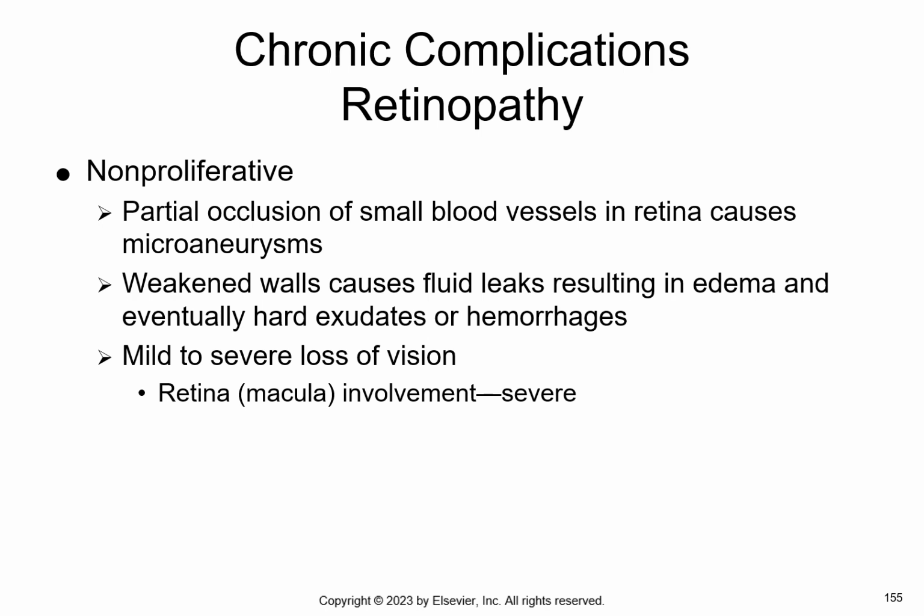So I started on the previous slide on non-proliferative, but let me go over what the slide says. Non-proliferative, we have partial occlusion of small blood vessels in the retina that causes microaneurysms. We have weakened walls that cause fluid leaks resulting in edema and eventually hard exudates or hemorrhages. We have mild to severe loss of vision, and that results with damage to the retina, the center area, the macula, and this can be severe.